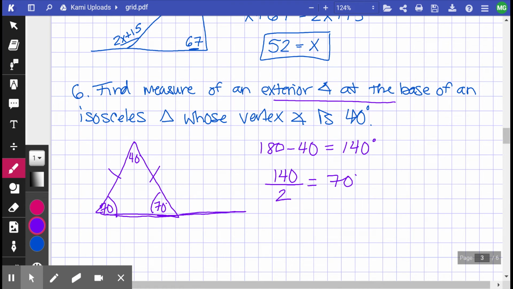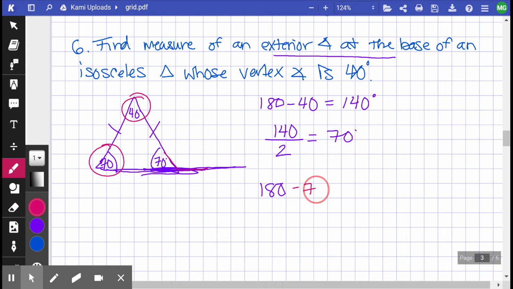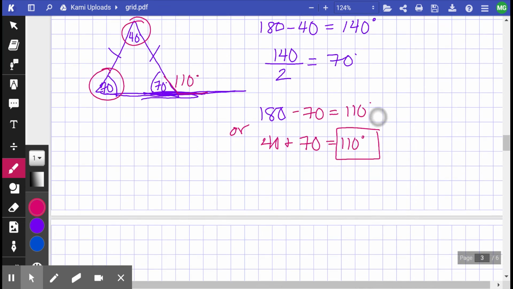So now you have two different options from here. You could either look at these two and say they form a linear pair, so they form a straight line, they must add to 180, do 180 minus 70, or you could say these two angles have to add to my exterior angle, so 40 plus 70 would give me 110. So either 180 minus 70 gives me my 110, or 40 plus 70 gives me my 110. Either way, final answer is 110.